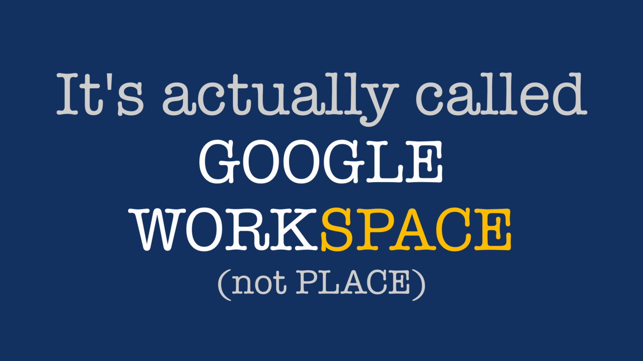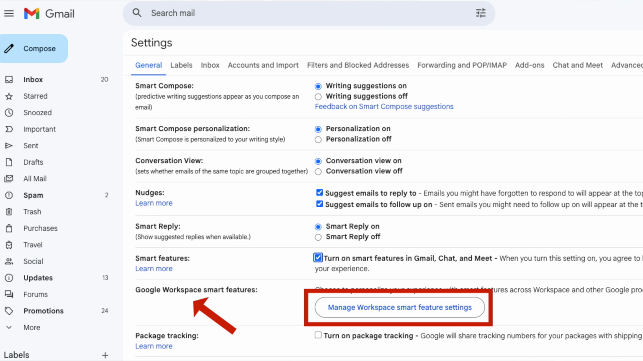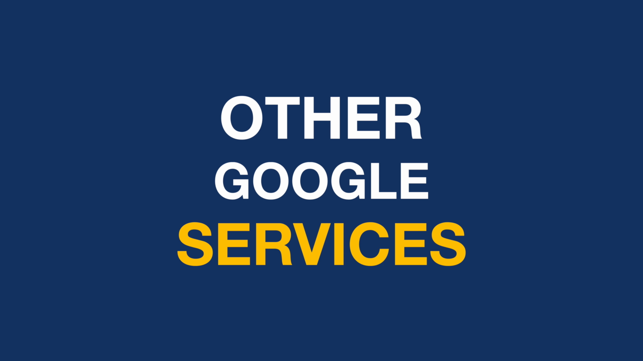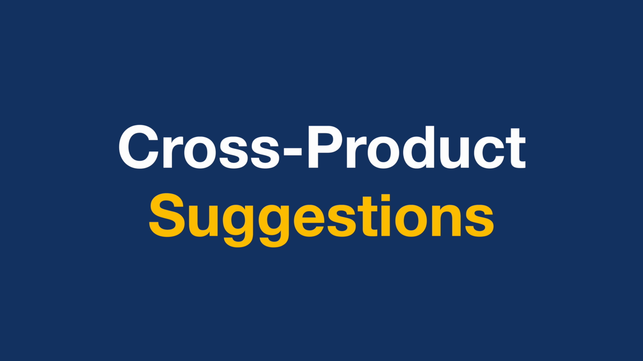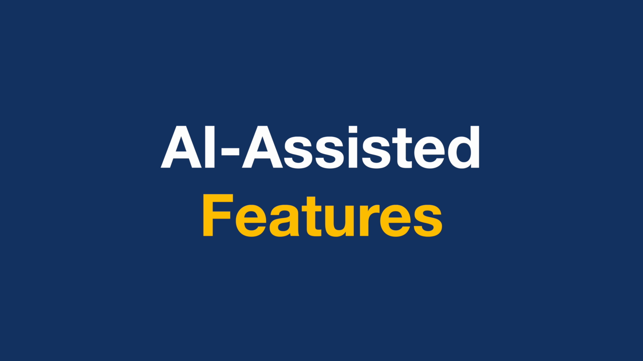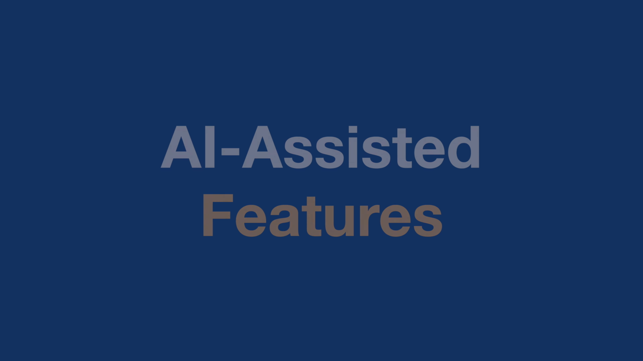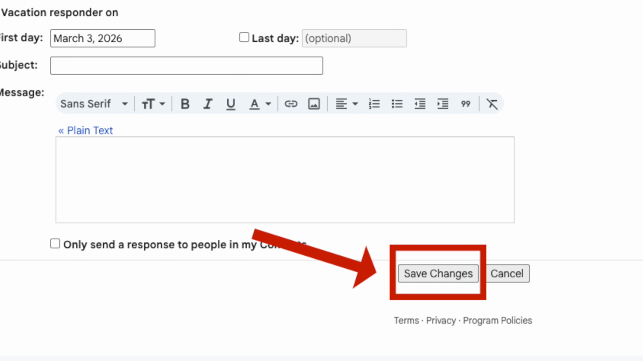There's a second setting, Smart Features and Personalization in other Google products, or Google Workplace Smart Features, depending on your account. This one controls whether Gmail data helps power features across other Google services. Things like extracting events into calendars, certain cross-product suggestions, and newer AI-assisted features that use your workspace context. Turn that one off too. Once both are off, scroll to the bottom and hit Save Changes, and Gmail will reload. That's for desktop. 2 toggles, 1 save.